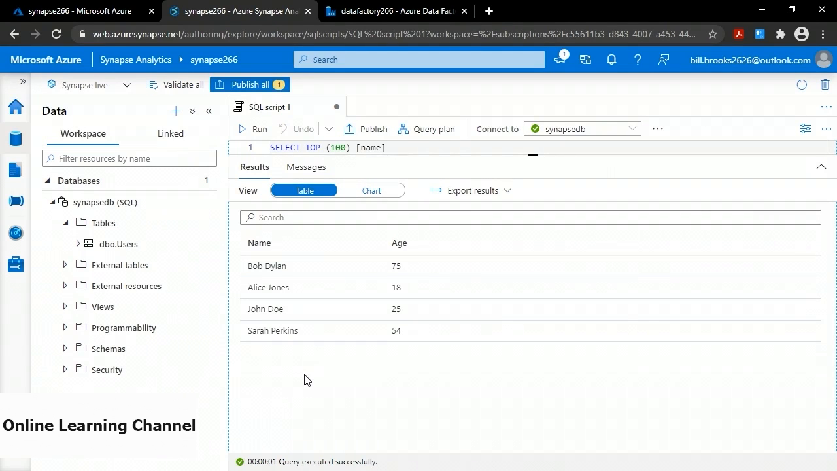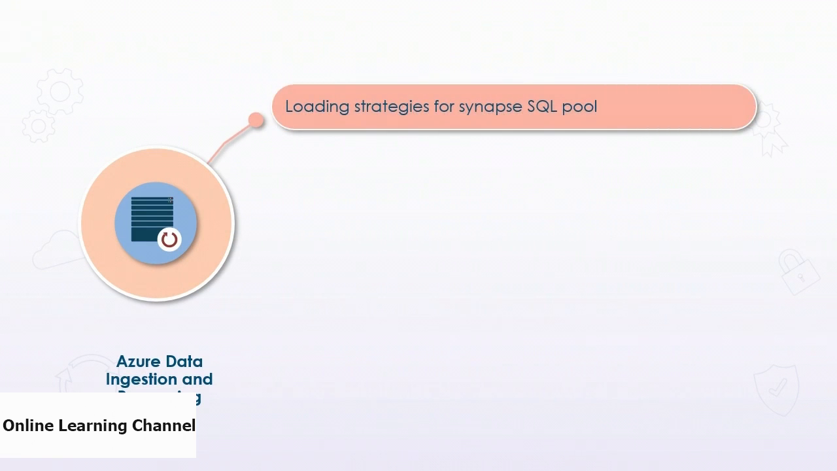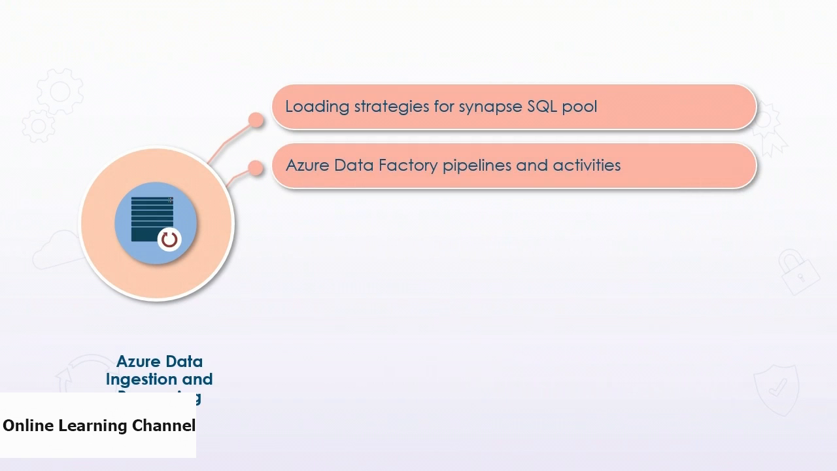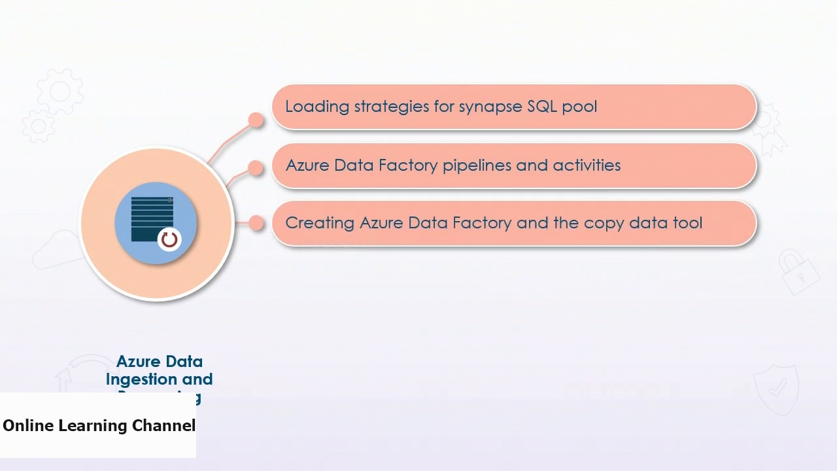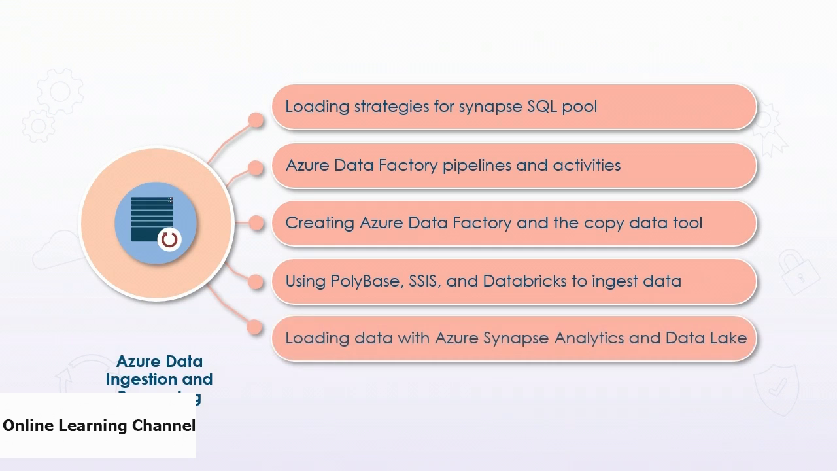So in conclusion, I've shown you how to use Azure Data Factory to copy data from Data Lake into Synapse Analytics for analysis. So in this course, we've examined data ingestion and processing on Azure. We did this by exploring loading data strategies for Synapse SQL Pool, Azure Data Factory pipelines and activities, creating Azure Data Factory and using the Copy Data tool, using PolyBase, SQL Server Integration Services, and Databricks to ingest data, and loading data with Azure Synapse Analytics and Data Lake.